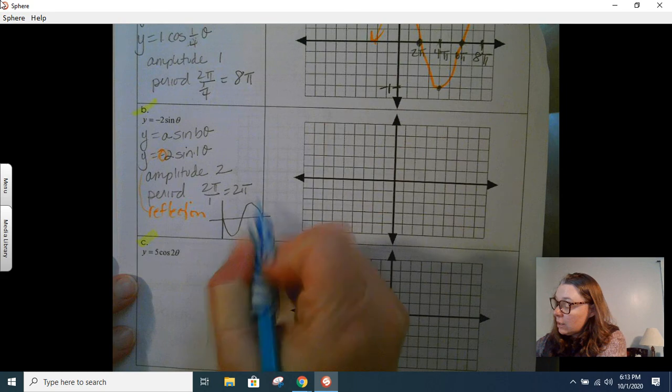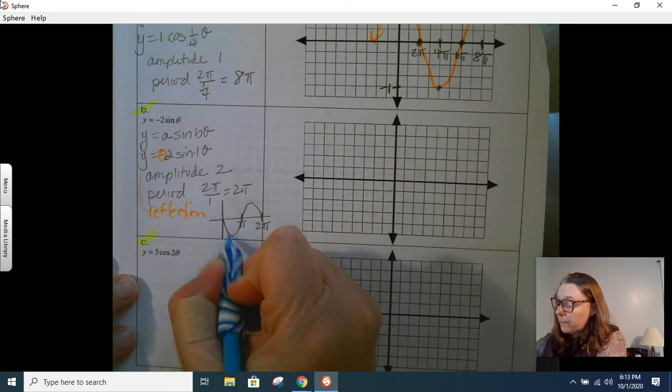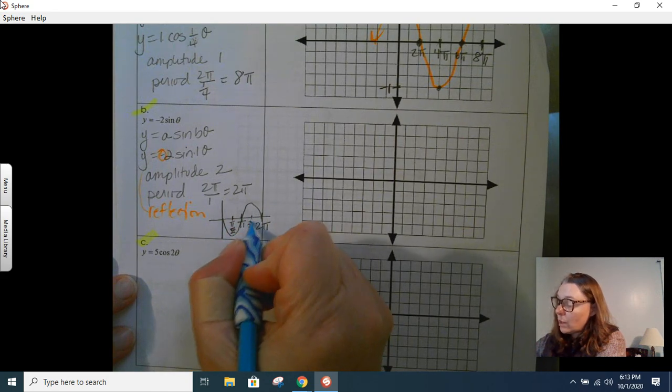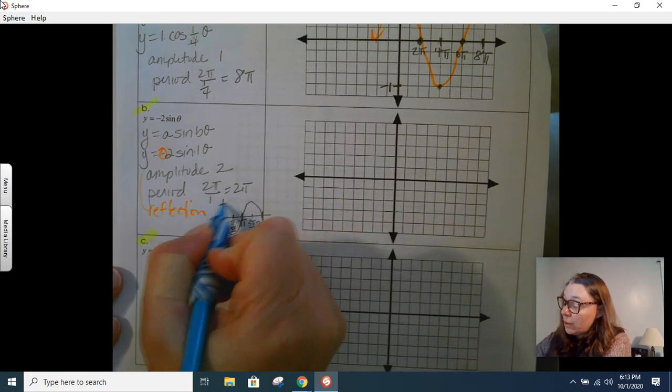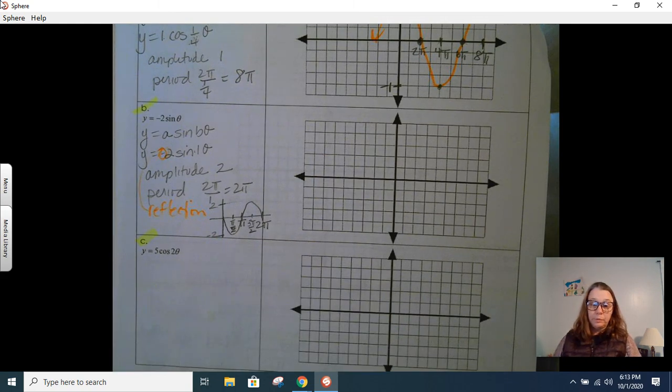Okay, my period is 2 pi, so my cycle ends at 2 pi. So this would be at pi. Right, this is halfway. It's almost like you're splitting your graph in half into quarters. Okay, I know it's all squished in there, I'm sorry. So I'm using the same scale I did on the parent function. And now if I know my amplitude is 2, that means my maximum is 2 and my minimum is -2.